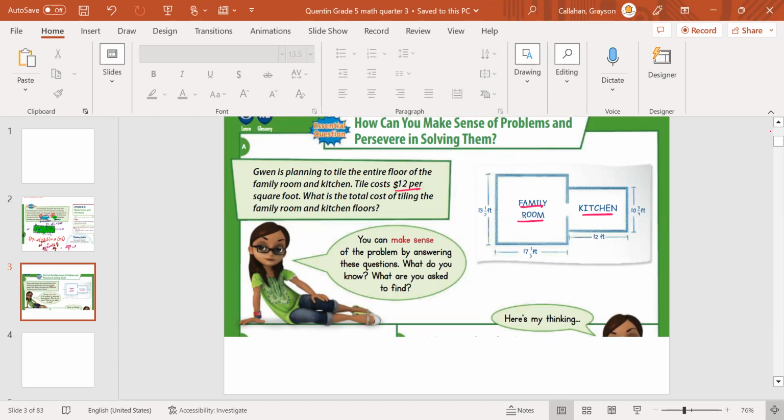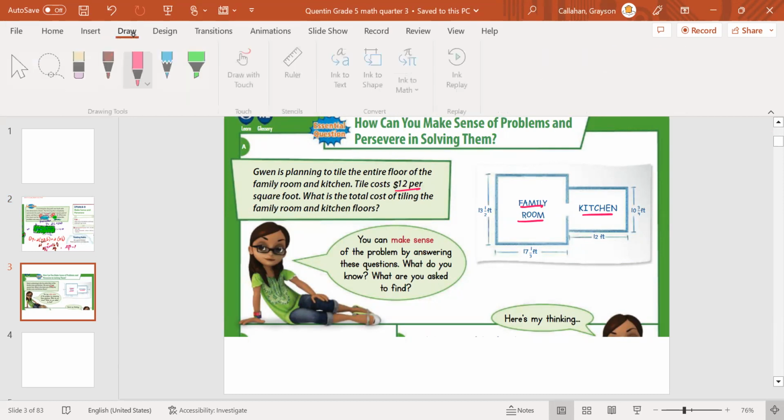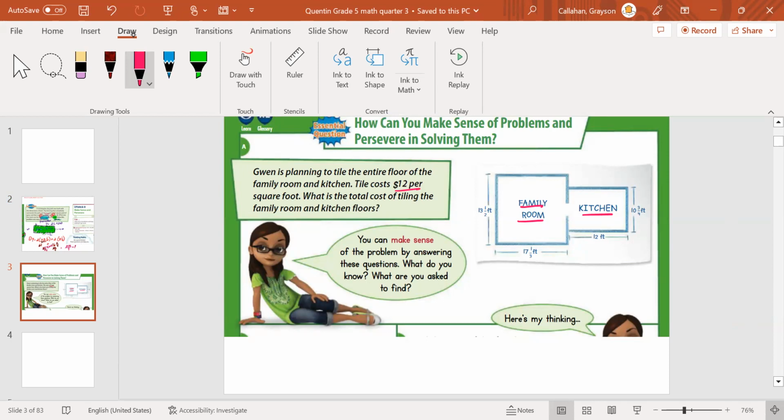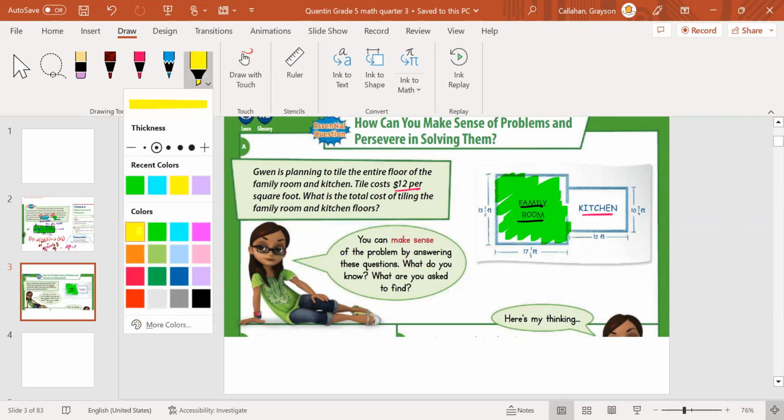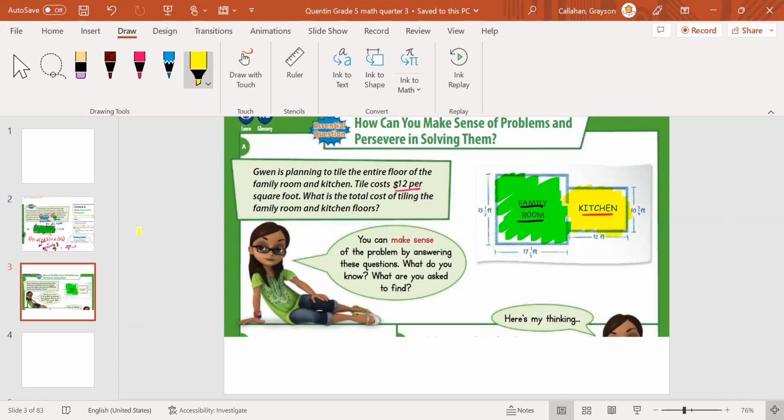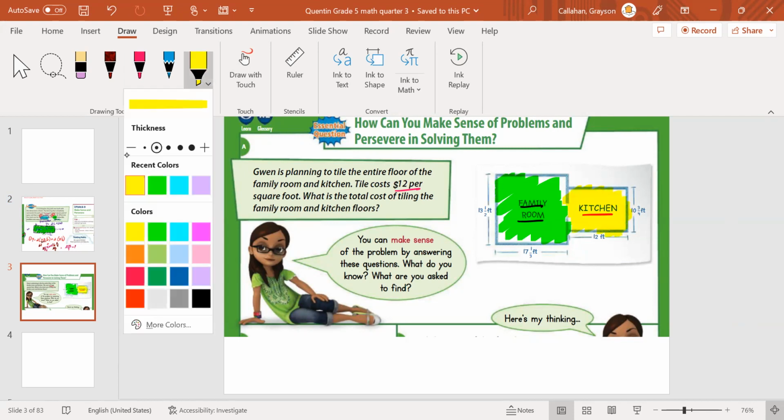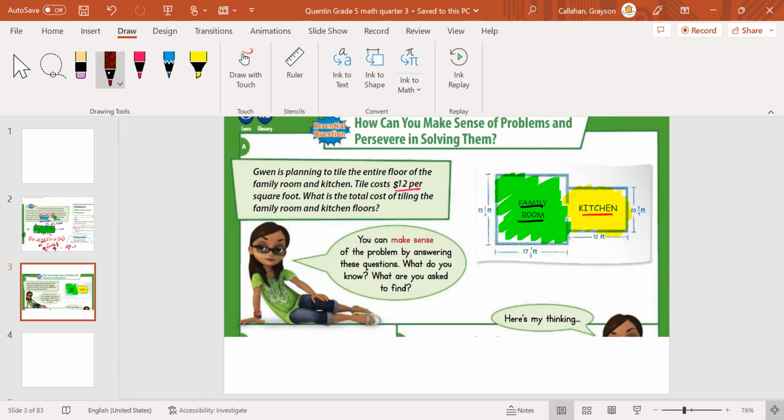Well, if they're gonna be tiling this, are you looking at area or perimeter? She wants to cover the family room right here in green, and then cover the kitchen in yellow. So are you looking at perimeter or area? This is area. Perimeter is like if you're building a fence around the room. Okay, so this is area. How do you find the area of the family room?